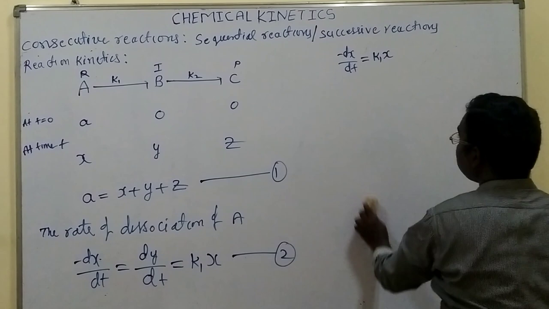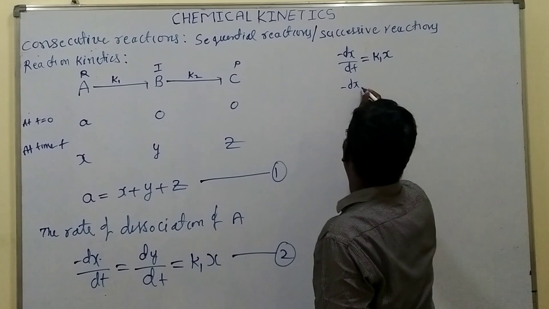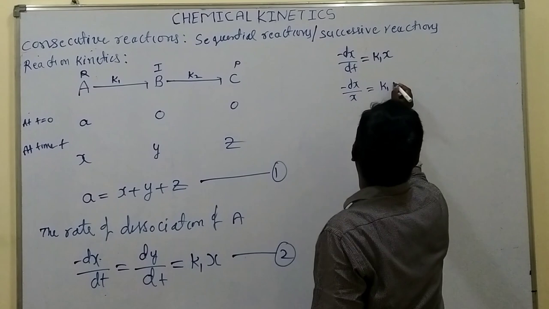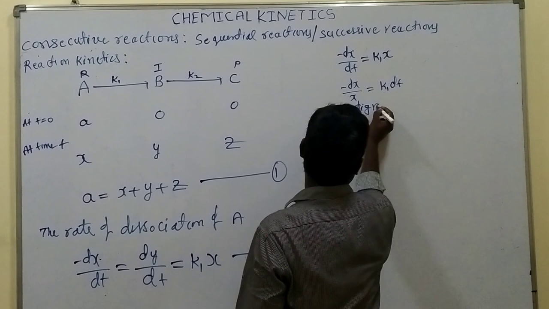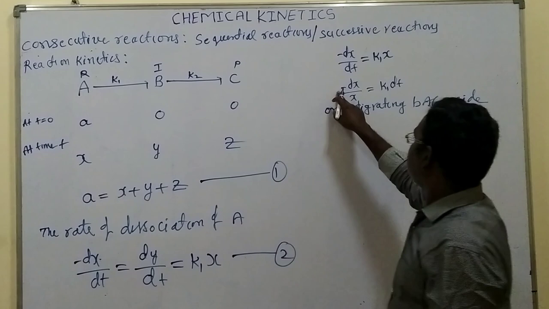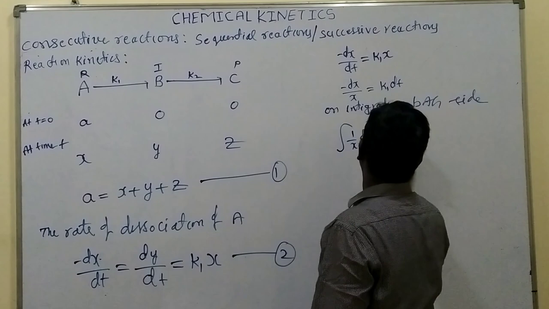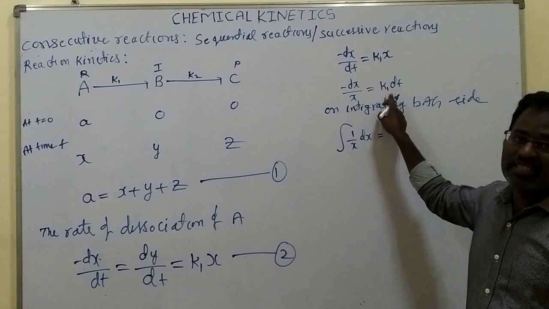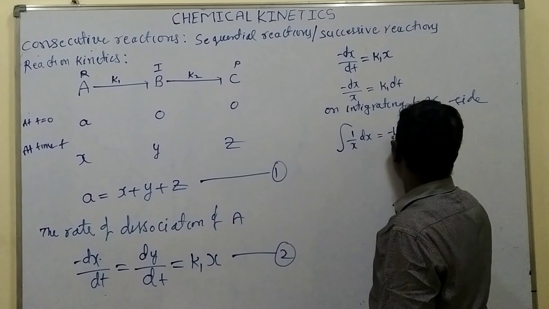Now how can we simplify this? Bring the x to the left side and send the dt to the right side. So minus dx by x is equal to k1 into dt. Now do the integration on both sides. Send the minus sign to the right side, so it is the integration of 1 by x dx is equal to minus k1 into the integration of dt. K1 is the rate constant, and the integral of a constant is a constant, so it is written outside the integral.